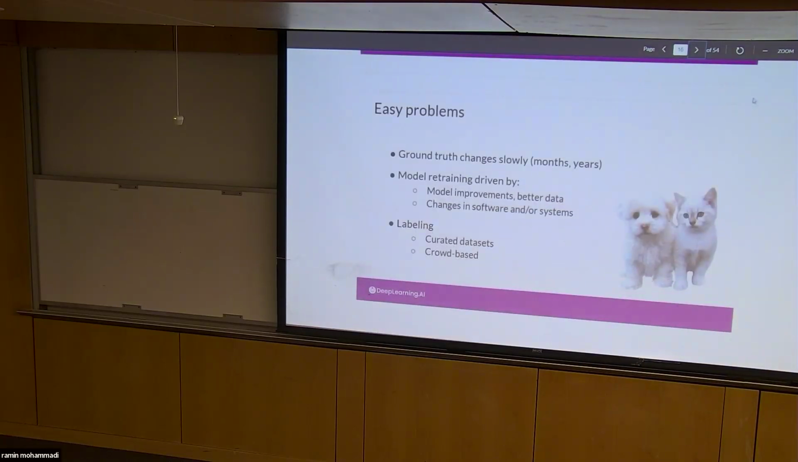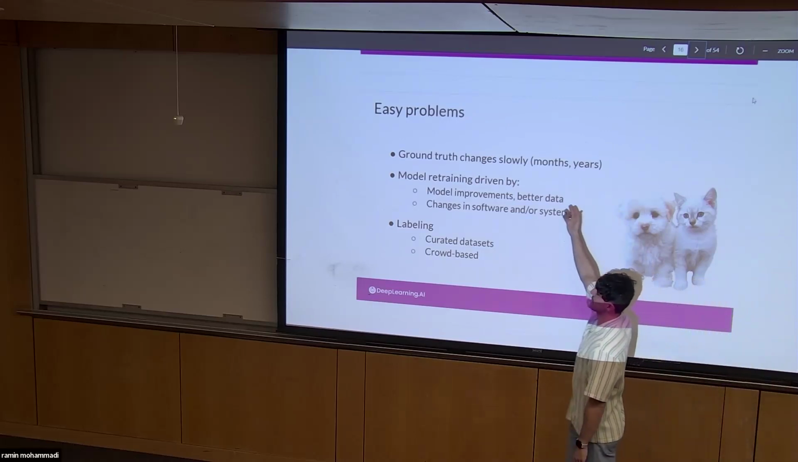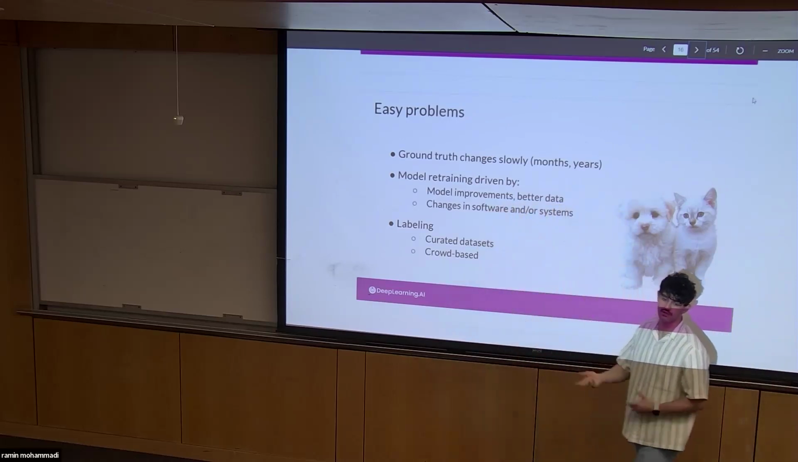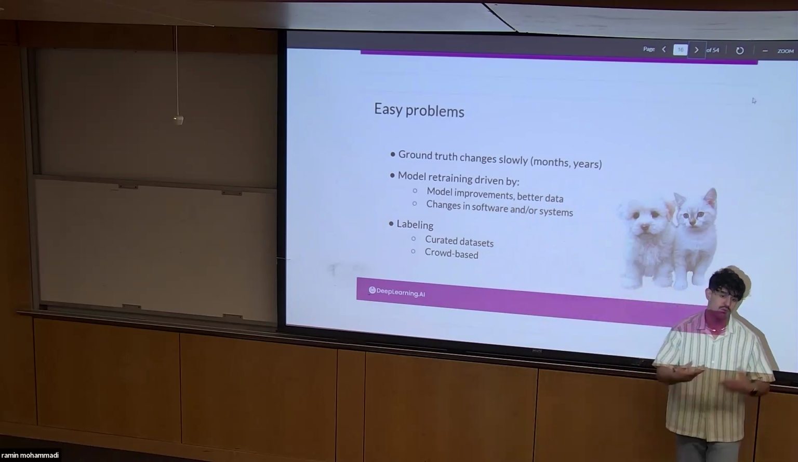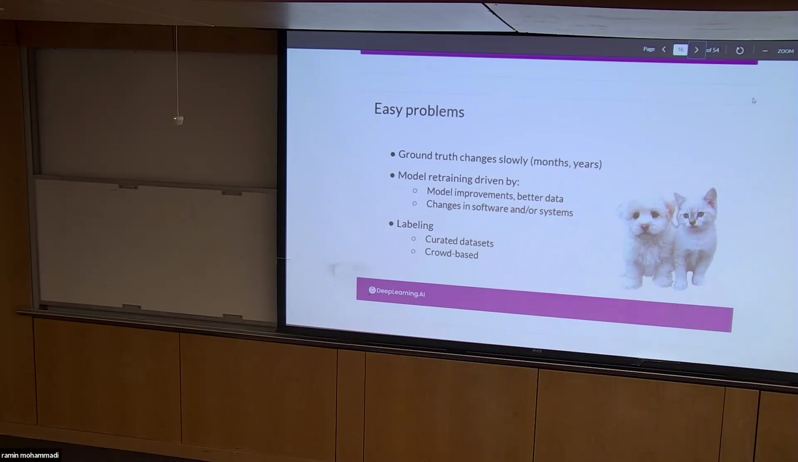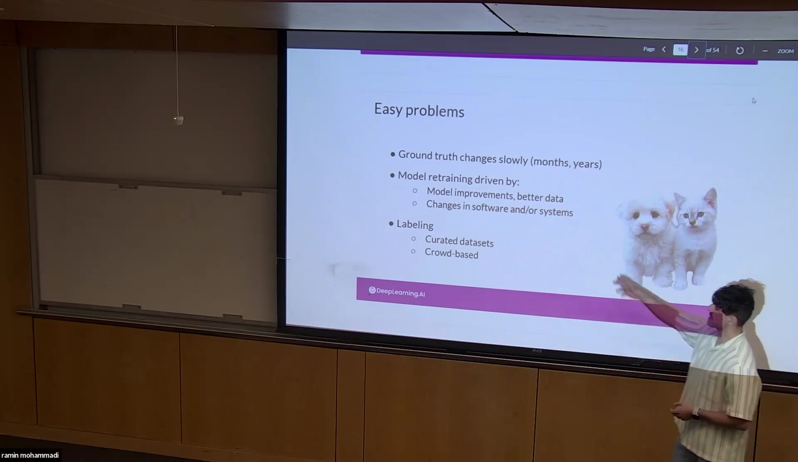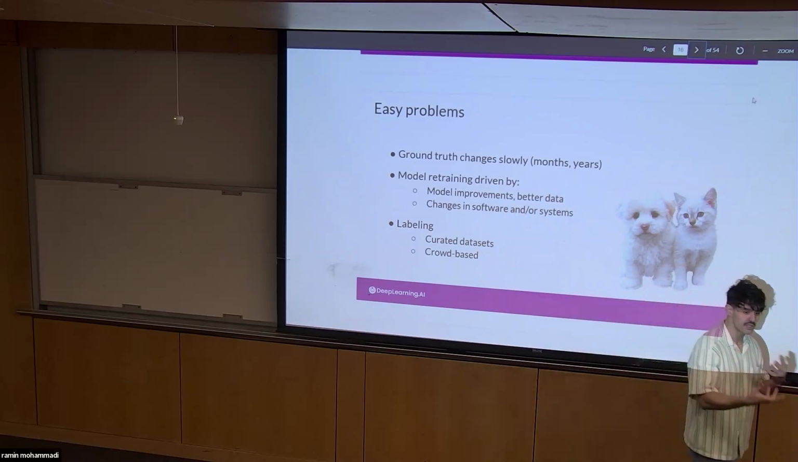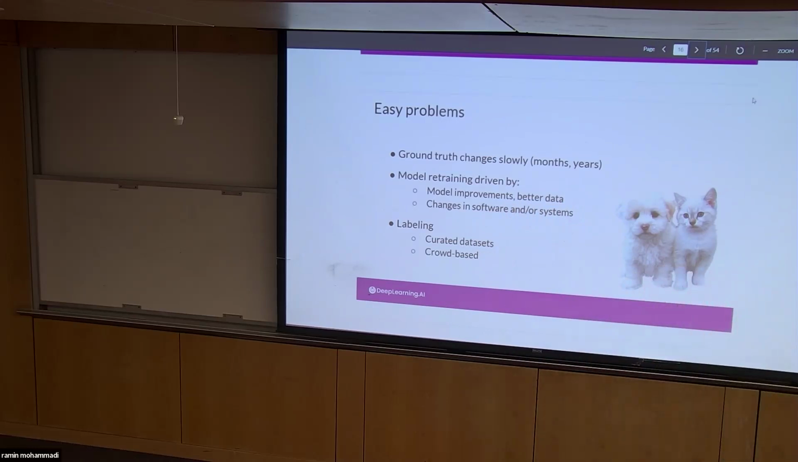Now, when it comes to label changes, the easy problem is the scenario when the ground truth changes slowly, maybe over a month or over a year. That becomes an easier problem. Normally, if something like that happens, you retrain your model based on two things. One is model improvement, because you have received new data and you want to improve your model. And the second is that you have some changes in your software or in your system, because of which you need to retrain your model. So it becomes a gradual trigger for model retraining.